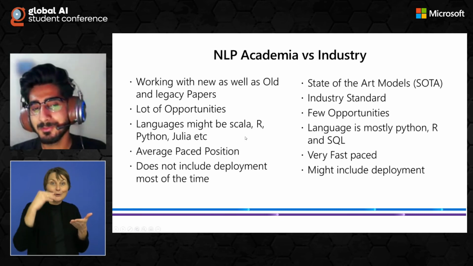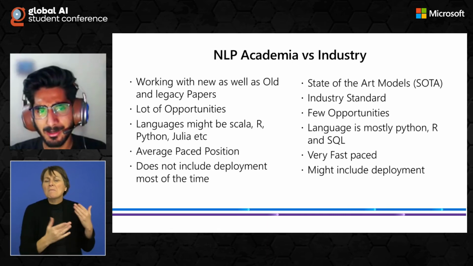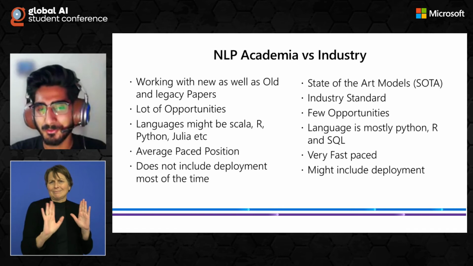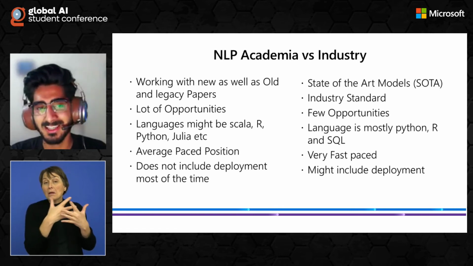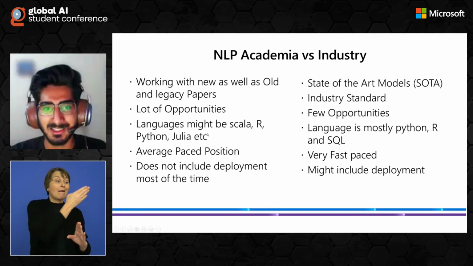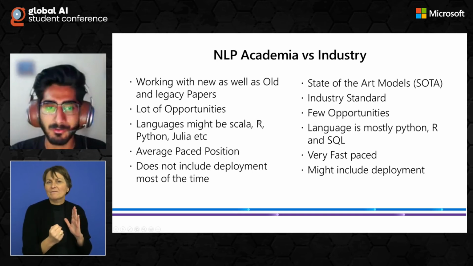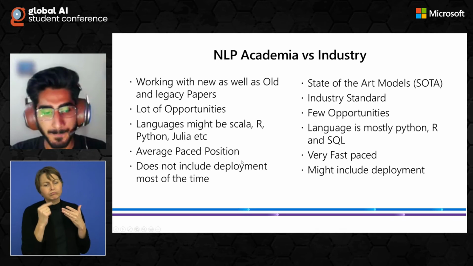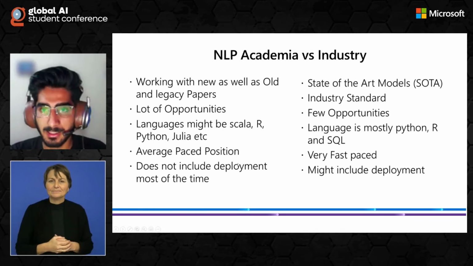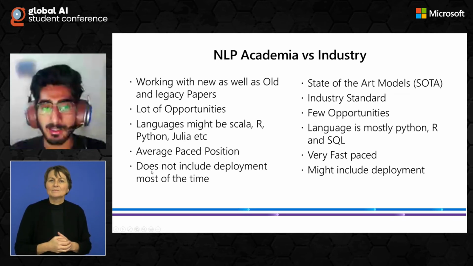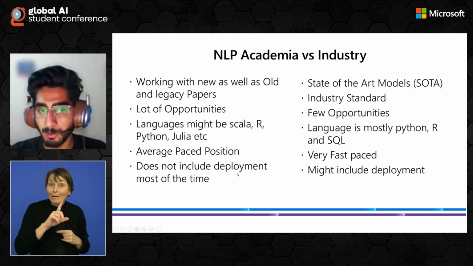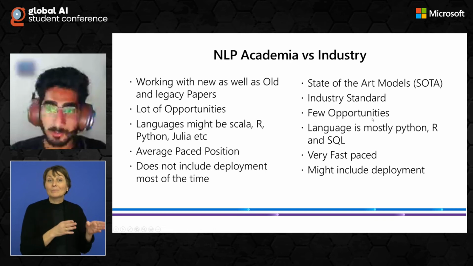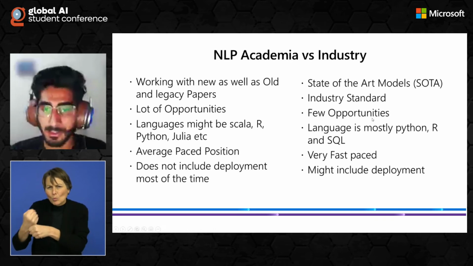Julia. And you might go, what? Scala, R, Julia? Yeah, you can come across those sorts of languages if you're working in NLP, because back in the days, Python wasn't that famous, and most researchers went on with whatever they felt comfortable with at that time. And this is the average paced position. Things are not as fast as in the industry, and these sorts of things do not include deployment most of the time. And in the industry, things are very fast paced, and you're mostly dealing with Python or SQL.